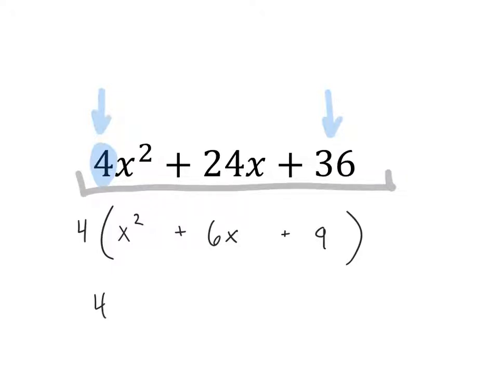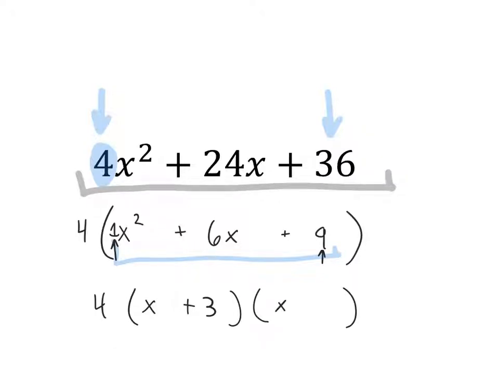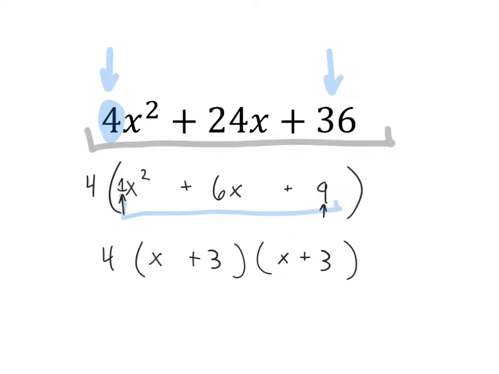Now that we have that GCF taken care of, what we're looking to do is factor the remaining portion. And you might recognize, hey, there's still perfect squares. I've got a 1 and a 9. So that's telling you to check, could the answer be x plus 3, x plus 3? And that does work, because 3 times 3 gives me 9, and 3 plus 3 gives me the 6. So this final answer would be 4 times x plus 3 squared.